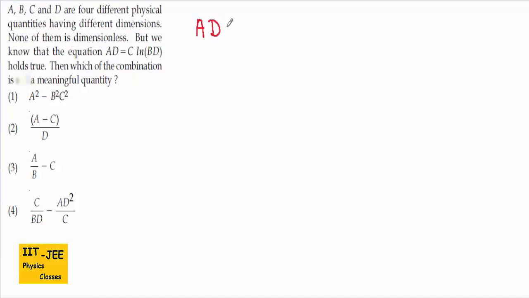A D equals C ln. This log base 10 is called ln, and B D. So there are four quantities A, B, C and D. You know the ln is dimensionless. That means the dimension of AD should equal the dimension of C. So the dimension of AD would be equal to the dimension of C.